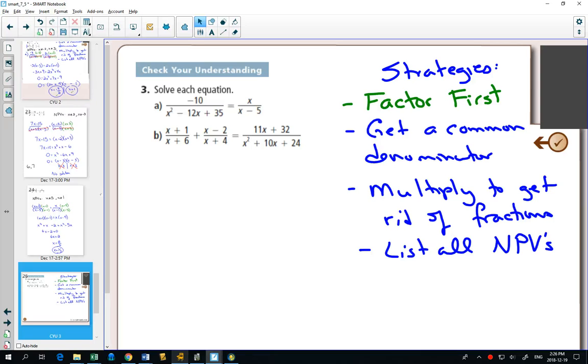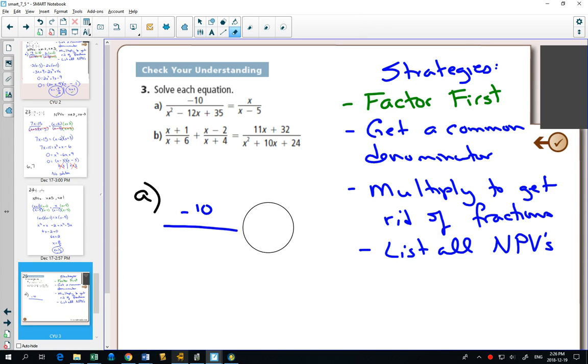Solving each equation. We want to factor first, get our common denominator, and then we can multiply to get rid of fractions. So even though in part A you could cross multiply, you do not want to cross multiply until you factored first, because you could make the question overly difficult without meaning to.